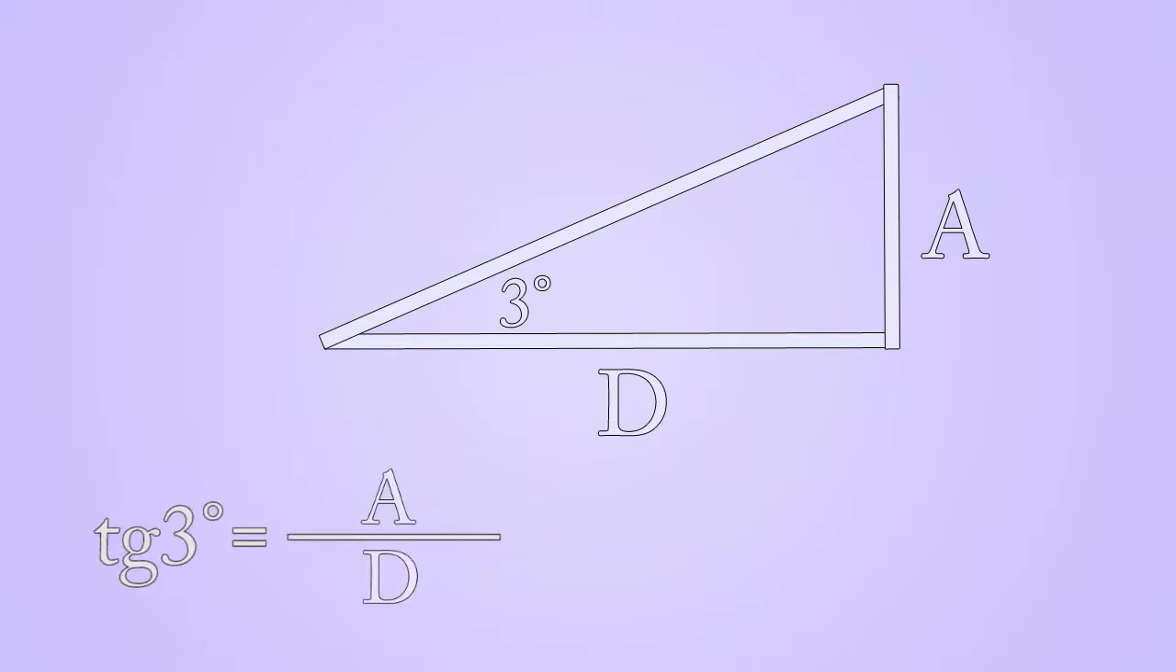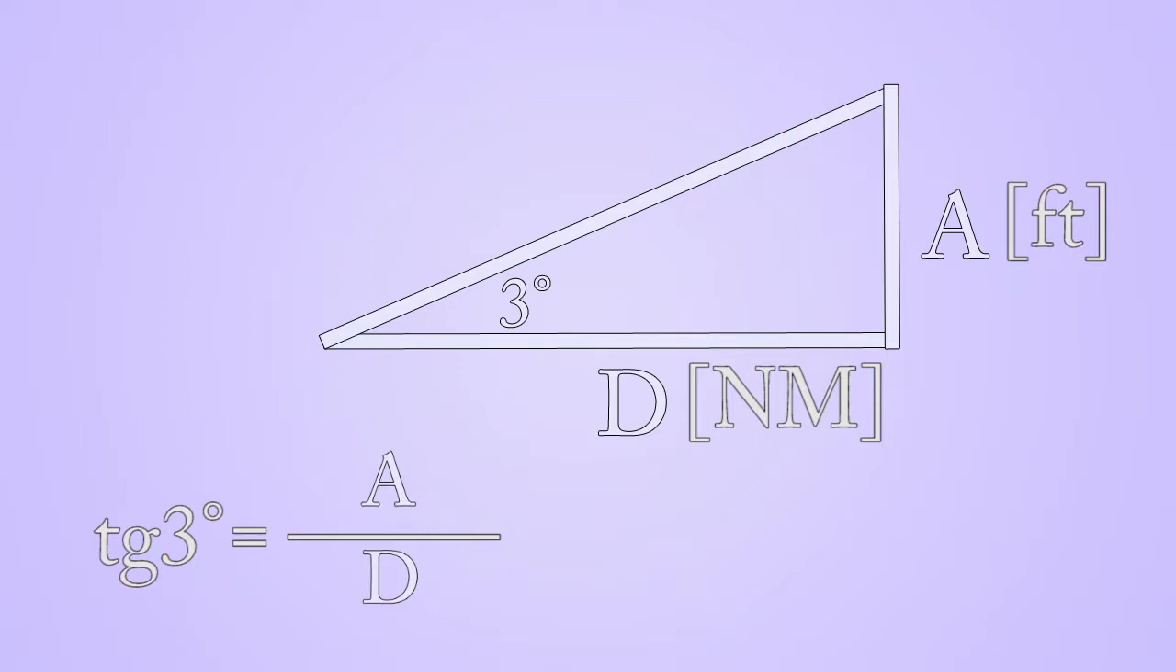However, since we measure the altitude in feet and the distance in nautical miles, we will take that into account and divide the altitude by 6080, which is approximately how many feet there is in 1 nautical mile. If we rearrange this formula to get the distance, we would see that the distance would be equal to altitude over 6080 times the tangent of the glide path angle, 3 degrees.